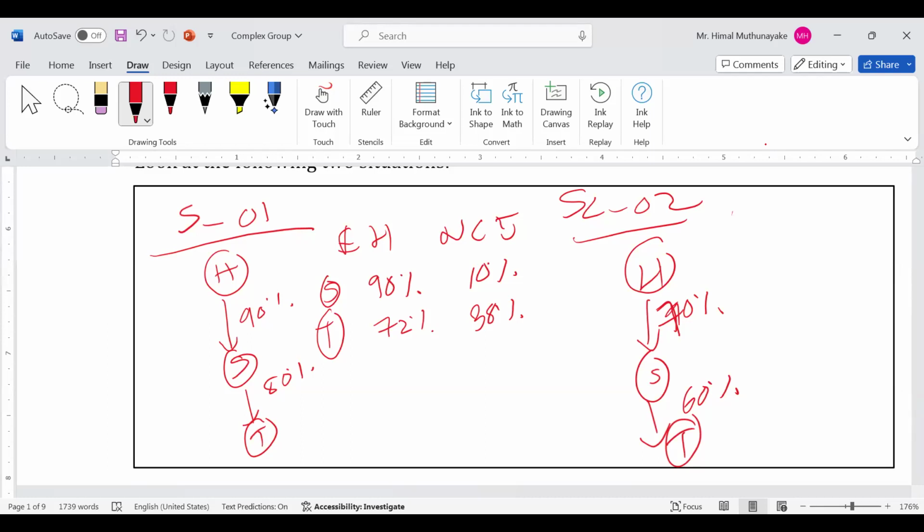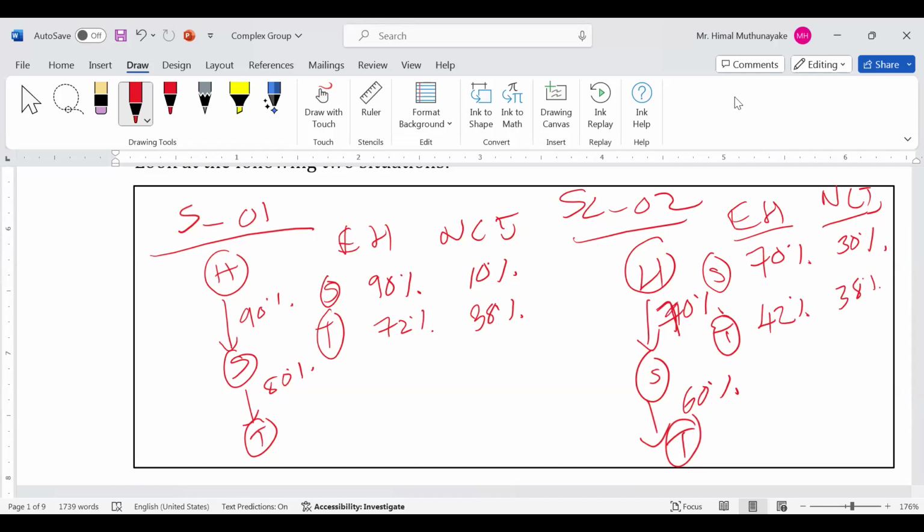When it comes to scenario 2, for the effective holding of S we can directly get 70%, and the NCI is 30%. And for T, 70 multiplied by 60 is 42%, and your NCI will be 58%. So this is what we need to do at the beginning of the calculation: we need to calculate the effective holding and get the NCI percentage.